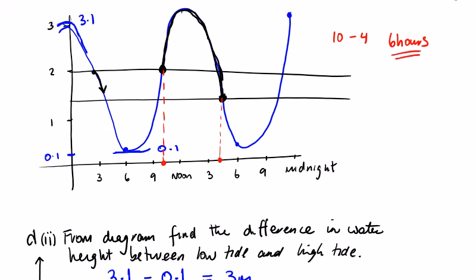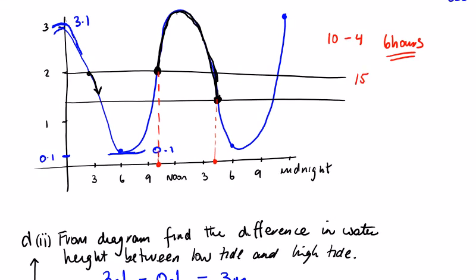The exact answer in this case was 9:30, actually, not 10, 9:30, and leaving at 15:15. So I got 6 hours. The exact answer was 5 hours 45 minutes. You can see why an accurate graph would give you a better answer.